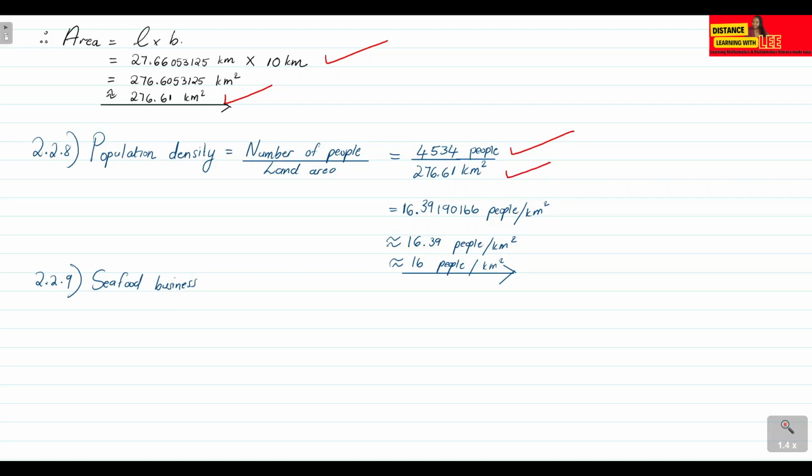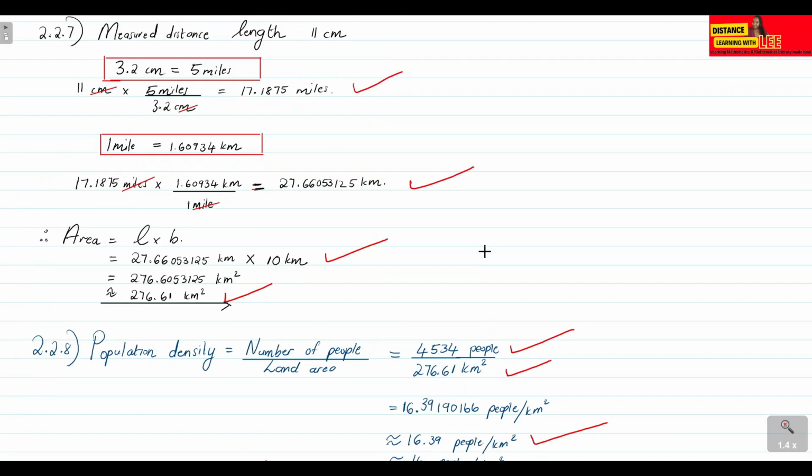Question 2.2.8, okay, you'll get 1 mark for taking that 4,534 people and dividing it by the 276.61 square kilometers, right? And you'll get a final mark for saying 16.39 people per kilometer squared. Okay, and the last one, question 2.2.9, you'll just get 2 marks for giving any reasonable business idea that you can start if you were staying on St. Helena.